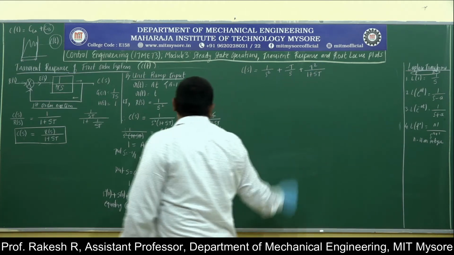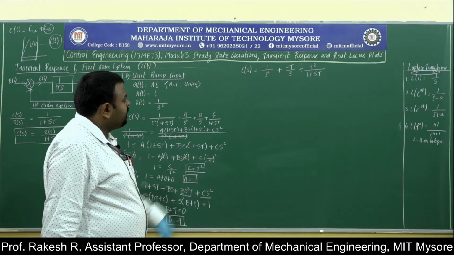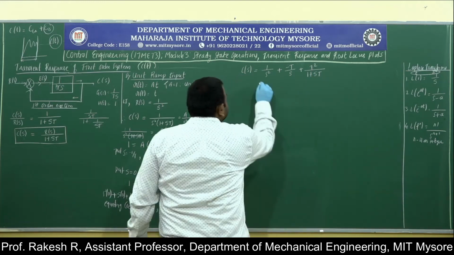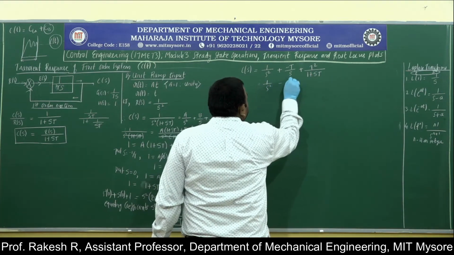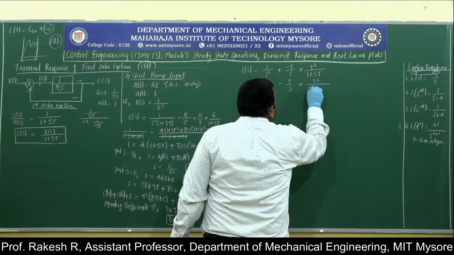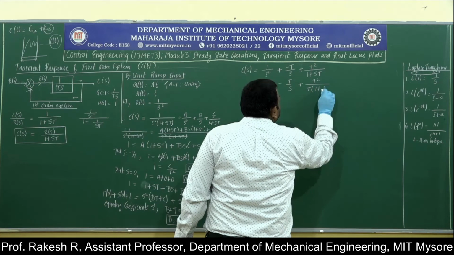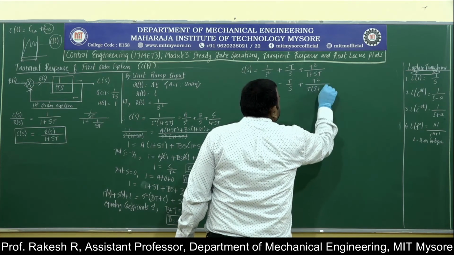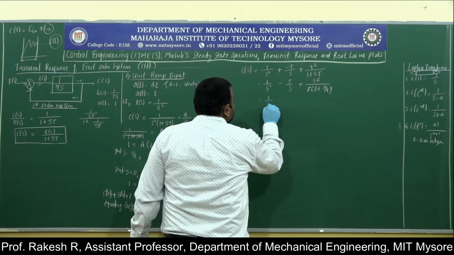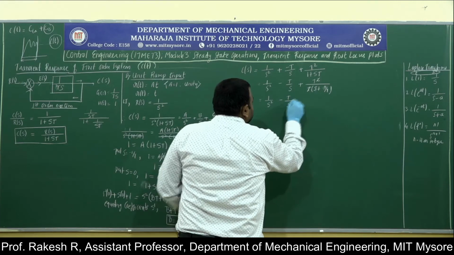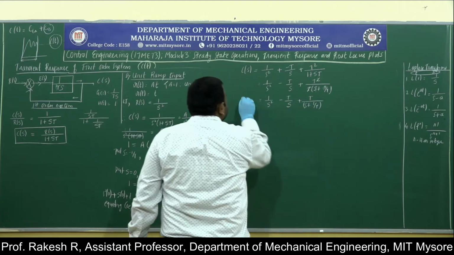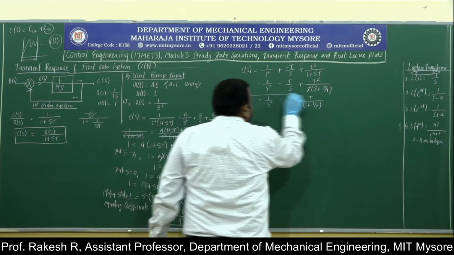So the a, b, c values have been substituted. Then I will simplify this term by taking t as a common factor. So 1 by s square minus t by s plus, if I take t common here, it is s plus 1 by t, so the t gets cancelled. So 1 by s square minus t by s plus t divided by s plus 1 by t. So this is C of s.